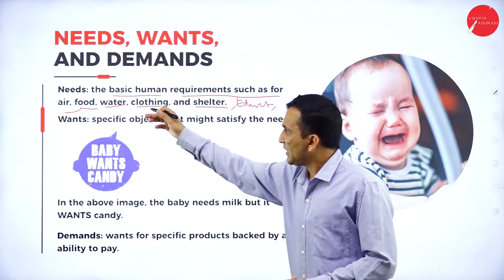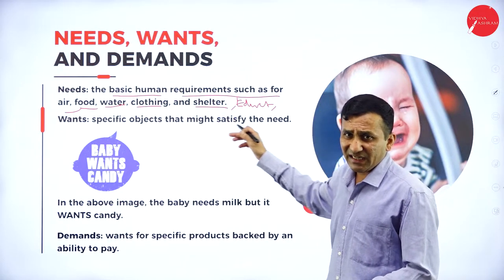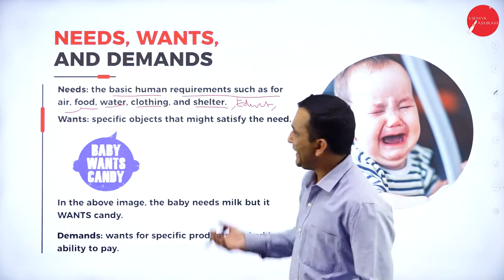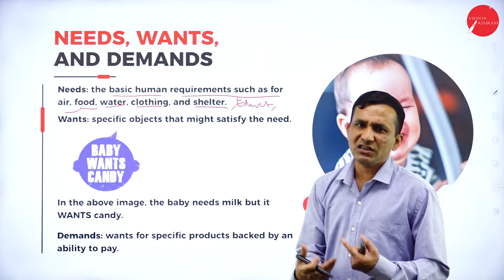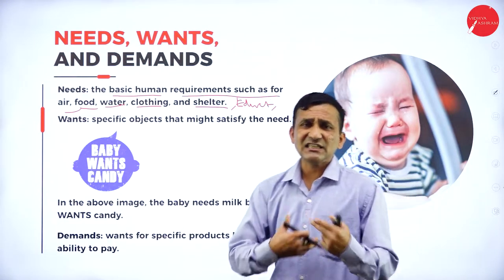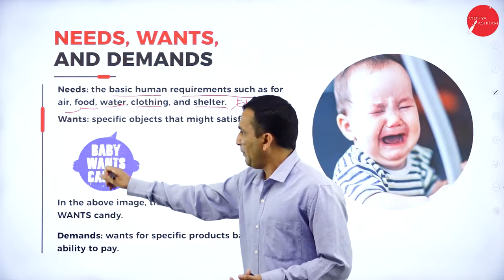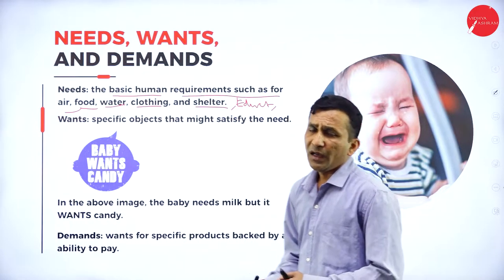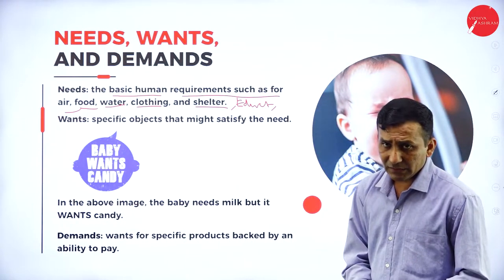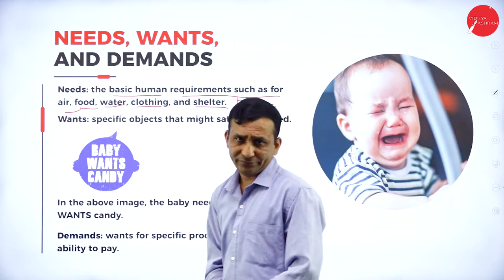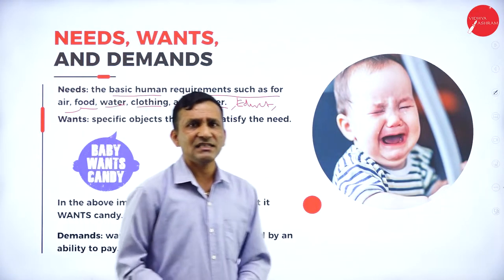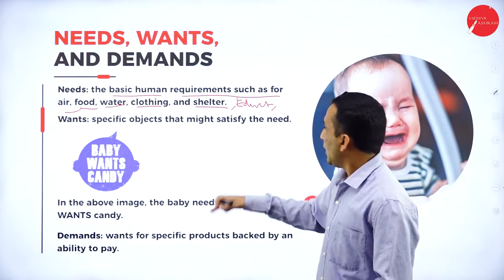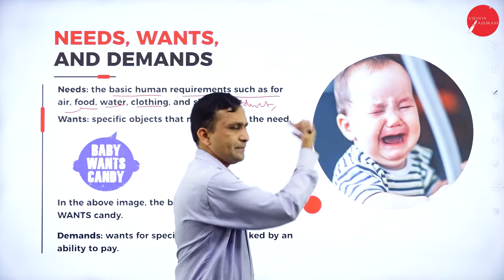So, these are the basic needs, obviously. And want means what? It is a special need. It is not a basic need. It is a special need. See, when the baby is crying, instead of providing milk, if you try to provide Coke, then Coke is considered a want, and milk is considered a need. Okay? So, you can see this image.